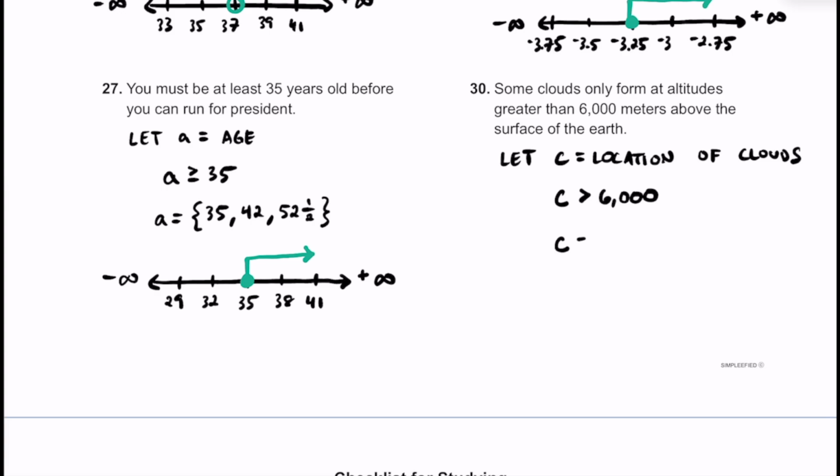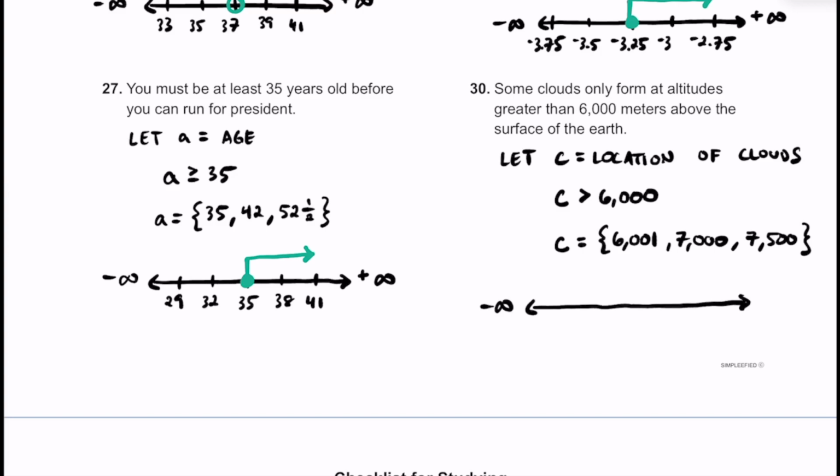What are some possible altitudes or heights here? We could say that it could be 6,001. We could say it could be at 7,000 maybe meters above the Earth, or it could be something like 7,500 meters, and that would be above there. All right, so graphing some possible solutions, we can go ahead and say this will be negative infinity, this will be positive infinity. Let's go ahead and put 6,000 right in the middle. I'll just put 7,000 here and 8,000 here. Keep it pretty straightforward. I'll put 5,000 here and 4,000 over here. So these clouds are going to form at altitudes of 6,000 meters or above. So let's draw an arrow to the right.